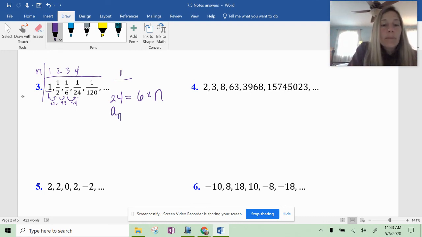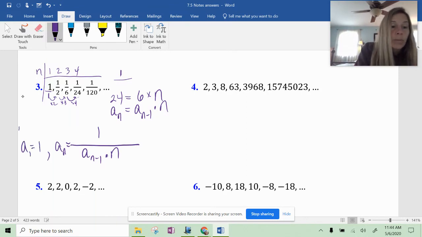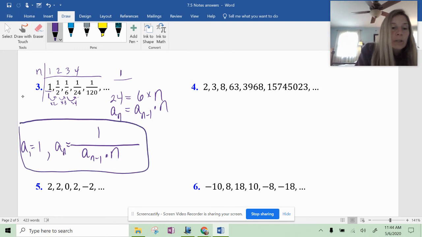So if this is my a sub n on the bottom, that would be the answer to the previous one, which is a sub n minus 1, and then it would be times n. And of course, because that's all on the bottom of the fraction, that whole thing would go on the bottom. So the a sub n minus 1 times n would go on the bottom, and then you just have the 1 on the top since that stays consistent, and you would have to give that first term. So that would just be an interesting one if there's a fraction.